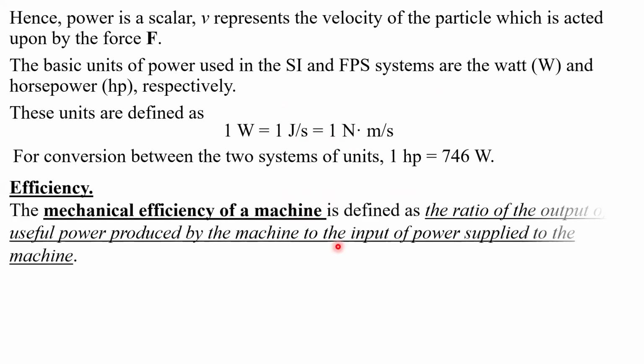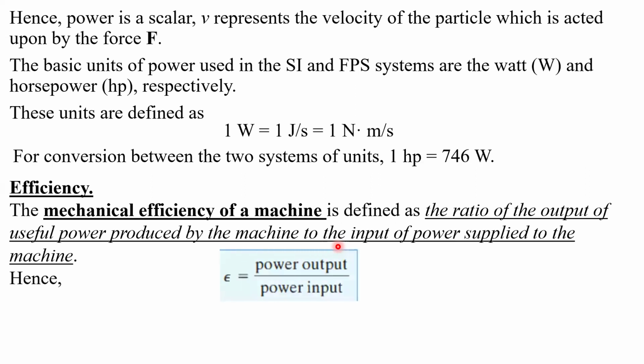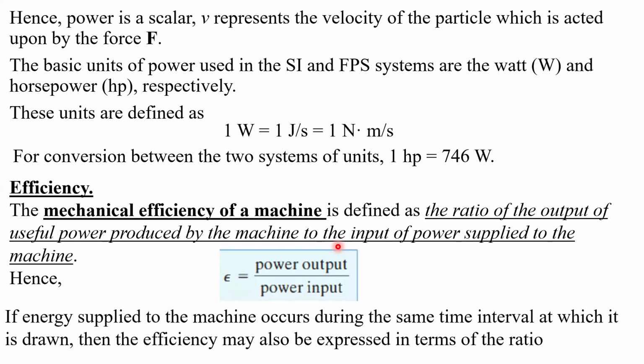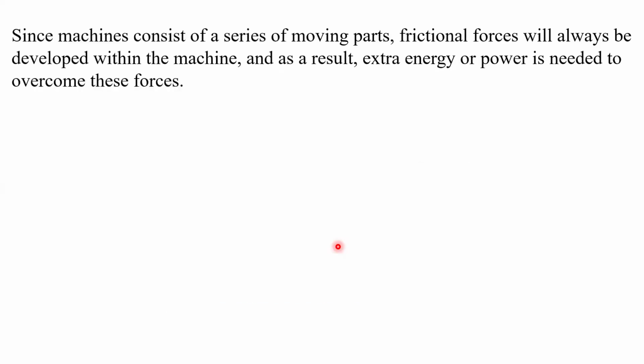Efficiency. The mechanical efficiency of a machine is defined as the ratio of the output of useful power produced by a machine to the input of power supplied to the machine. Hence, efficiency is power output over power input. If energy supplied to the machine occurs during the same time interval at which it is drawn, then the efficiency may also be expressed in terms of the ratio of power.